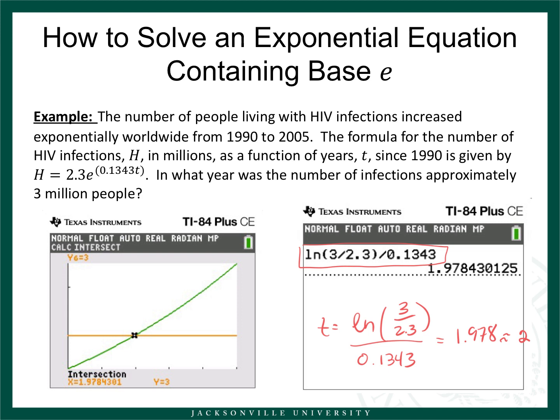And then on the left here, you can see that I've got a screenshot of the solution graphically. So the green curve here is 2.3e to the 0.1343t. That's that equation. And then the orange or yellow curve here, that is the equation y equals 3. And we can see that these two graphs are equal to each other at this point of intersection where the x value is approximately 1.978.